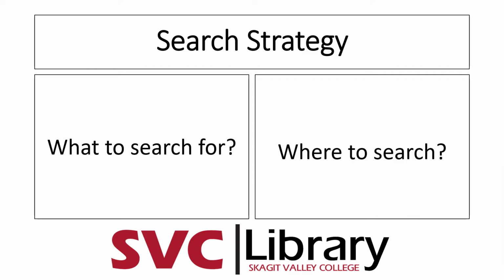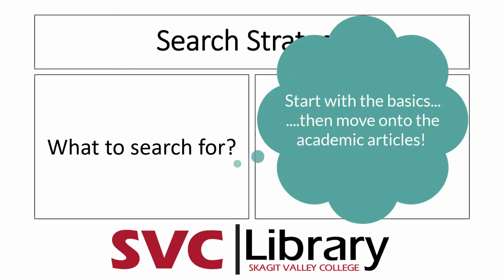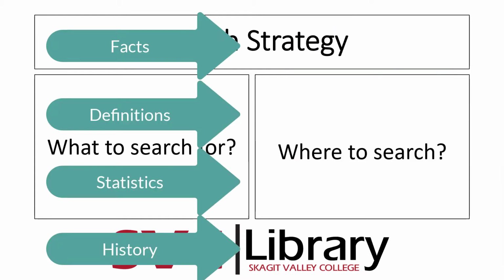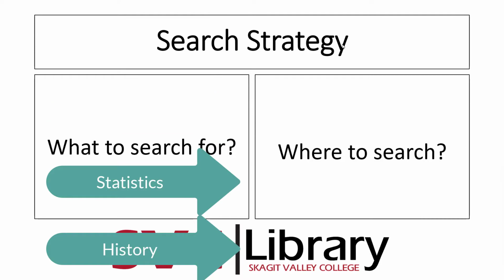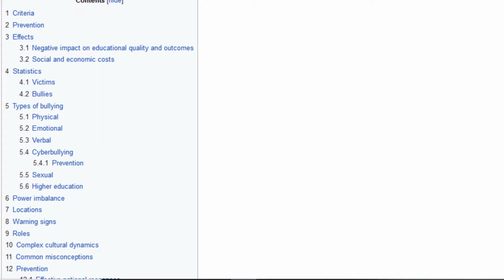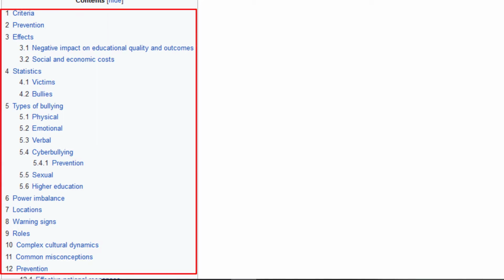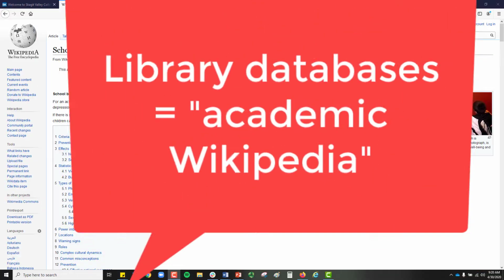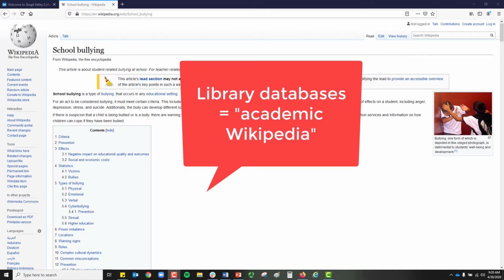Another aspect of your strategy is figuring out what kind of information you need. So your assignment calls for peer-reviewed articles, but you might also need some background information, facts, definitions, statistics, a brief history of the topic. Think of the type of information that you'll find on Wikipedia. The information that your audience may need to understand your topic before you get to the scholarly stuff. Of course, you can't use Wikipedia for this assignment, but the library provides encyclopedia databases that you can use in your PowerPoint.